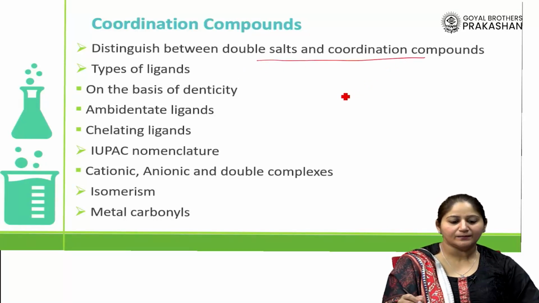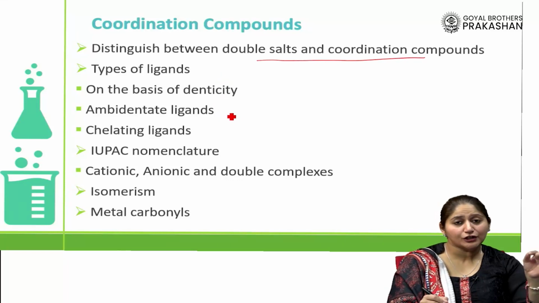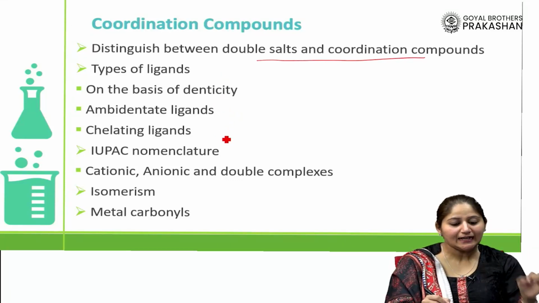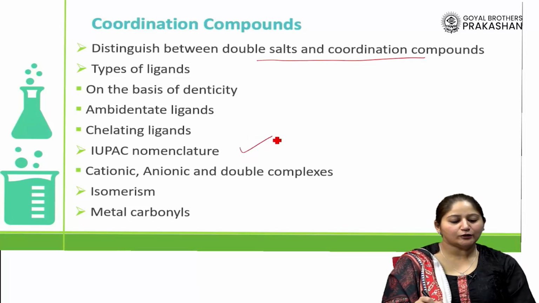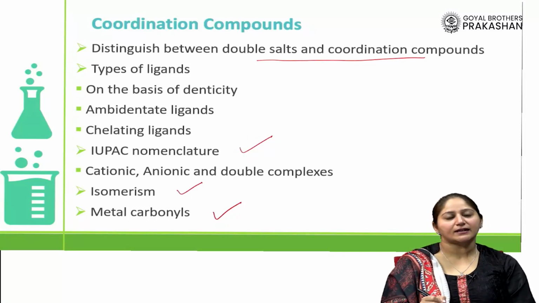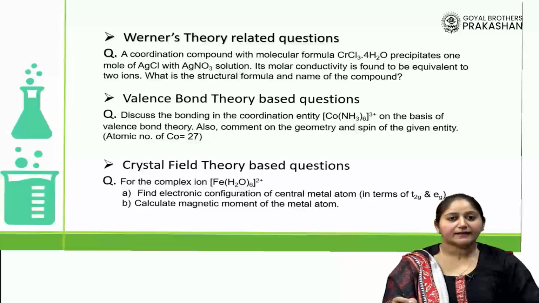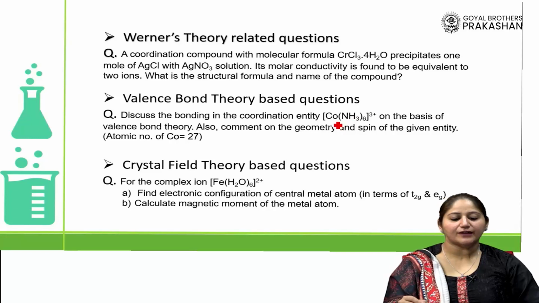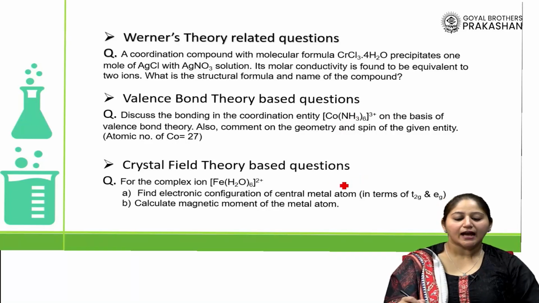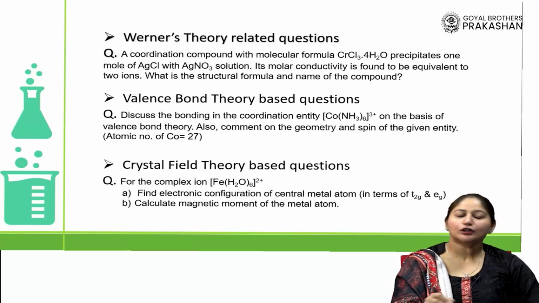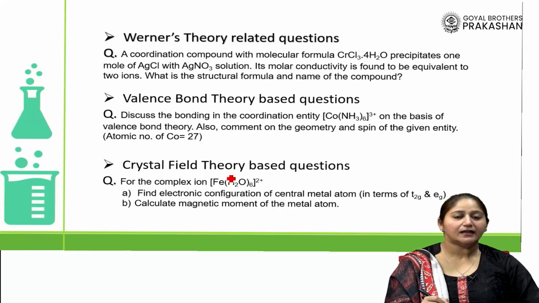Then from coordination compounds, distinguish between double salt and coordination compounds. Werner's theory is very important. Types of ligands, the definitions of ambidentate and chelating ligands are very important. IUPAC names, then isomerism and metal carbonyls. These 2 topics are super important. As I said, Werner's theory related questions, valence bond theory related questions and crystal field theory related questions are very important. Make sure to focus on these 3 theories. Such questions do come in the examination.